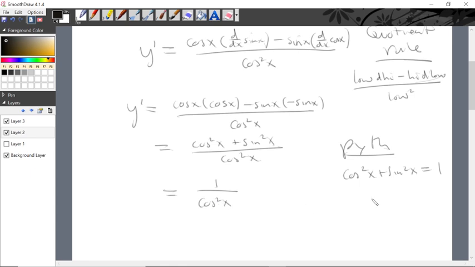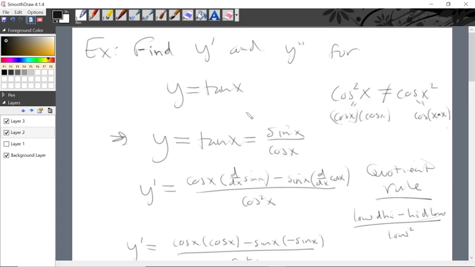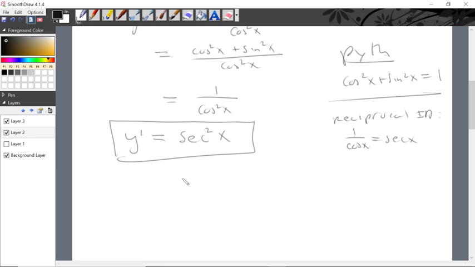Let's go even further. Now we're going to use a reciprocal identity. 1 over cosine x is equal to the secant of x. So y prime is equal to secant squared of x. So that is the derivative of tangent is secant squared: the derivative with respect to x of tangent of x is equal to secant squared of x.